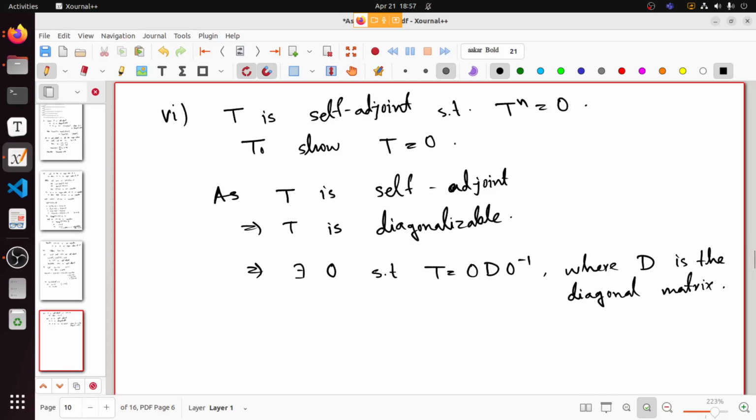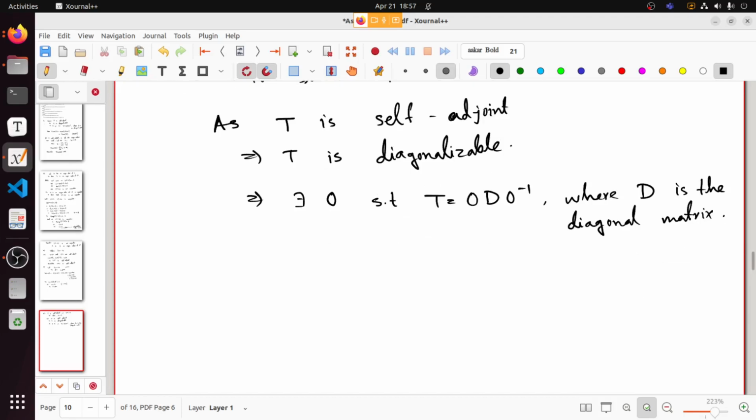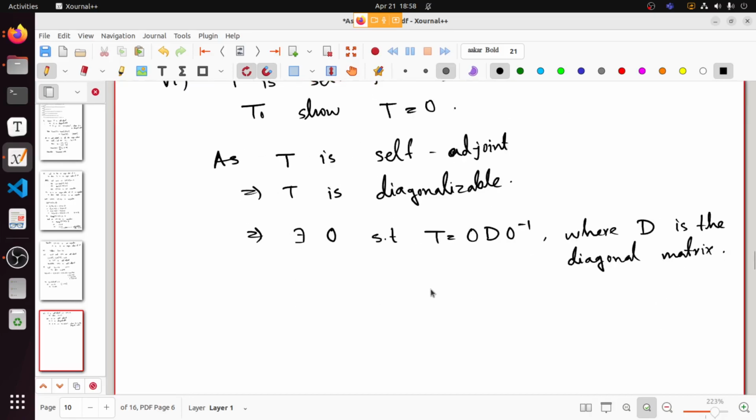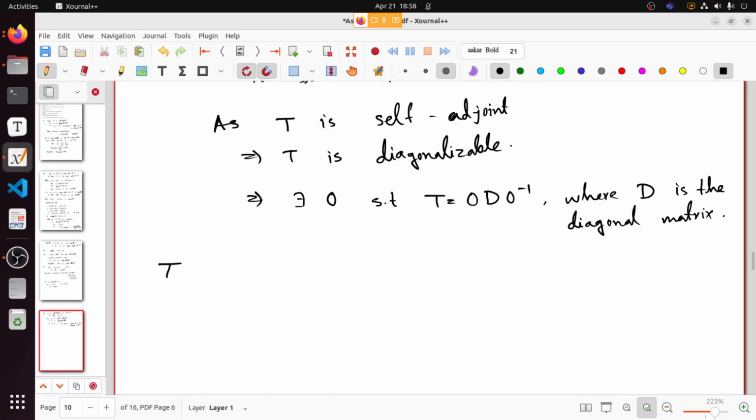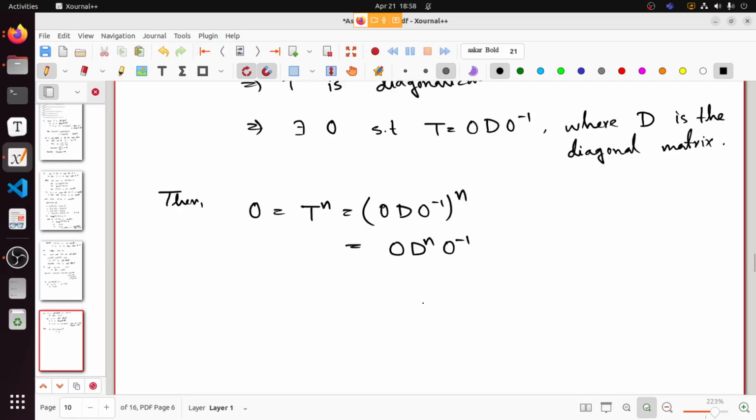With all the diagonal entries real, because this is self-adjoint. Then what will be T to the power n? It's given that T to the power n is 0. So T equals O D O inverse, and if you take the n-th power, you will get O D to the power n O inverse, which implies D to the power n is, sorry, let me write O tilde.